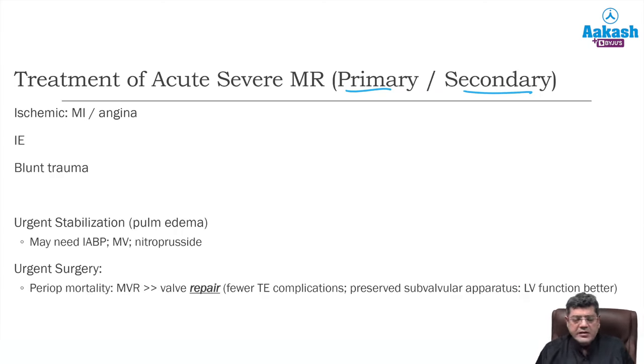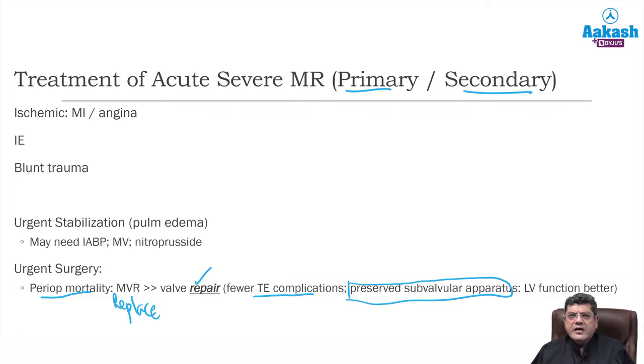Now, very importantly and interestingly, you will notice that perioperative mortality and adverse cardiovascular events are higher when you replace the valve. Why is that? Valve repair seems to be better. There are fewer thromboembolic complications. This is why: you preserve the subvalvular apparatus. In valve repair versus valve replacement, the left ventricle functions better. So, when a repair can be undertaken, valve repair is definitely superior to valve replacement.